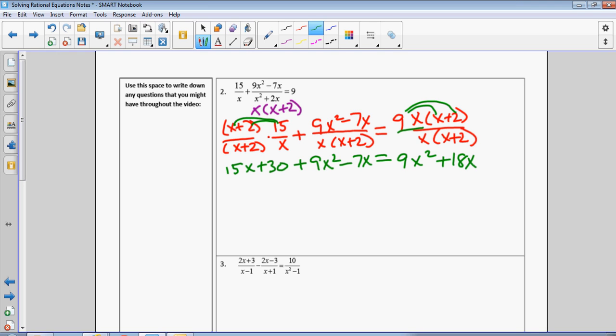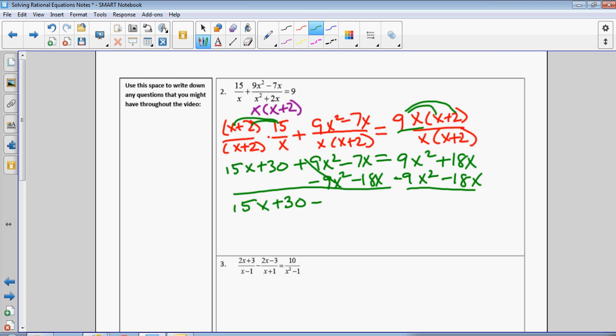So now I need to make one side 0, so I'm going to subtract 9x squared from the right, and then on the left, and then I'm going to subtract the 18x from one of these. Okay. So now on the left I have 15x plus 30. These canceled out completely. I thought I was going to have a quadratic equation, and I end up with a linear equation, and I have minus 25x equals 0.